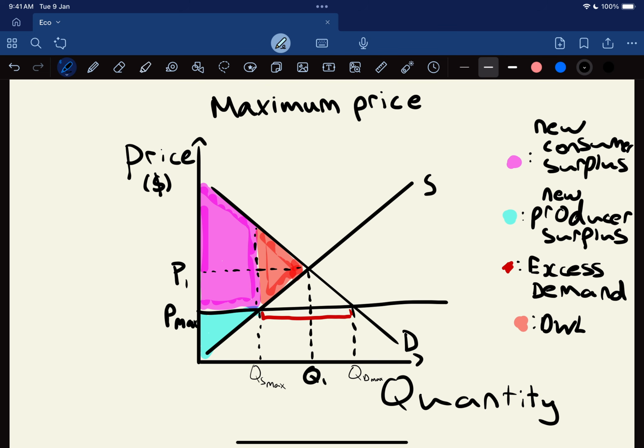Our producers are going to be only worse off, all right? A lot of them will leave the market, and those who stay are going to have a much smaller producer surplus, okay? And then coming over to the government, guys, our government is going to be worse off, because if the producers are leaving the market, there's going to be less government tax revenue collected, and less tax revenue means less income for the government, which is not good for them.